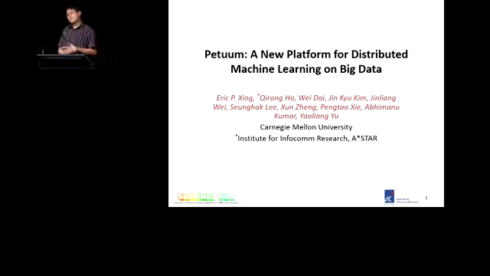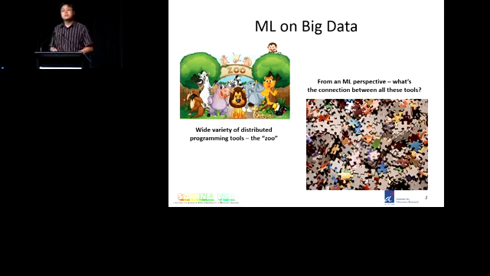I'm Qirong, as has been introduced, and I'm here to talk about the Petuum platform for distributed machine learning. I think the current setting we all face in the big data world is that there's a wide variety of distributed programming tools. This is sometimes jokingly referred to in the Hadoop world as the zoo of things. From more of a data mining or ML perspective, one might want to ask, what's the connection between all these tools? Is there a set of general principles that underlies them? How has that influenced the design of systems for distributed machine learning and data mining problems?